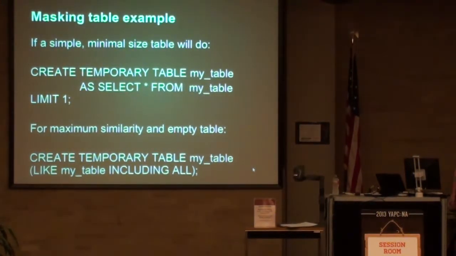In Postgres, you can say create temporary table with the same name, like the other table, and including all. And what including all means is that it includes all the same defaults, all the same constraints, all the same indexes, all the same storage options, and even all the same comments on it. So it is extremely like the table it's masking, but it just takes a really small amount of time to set up. So you get this temporary table, it's just like your main table, and you're all set to go with it. And that's the one I use.